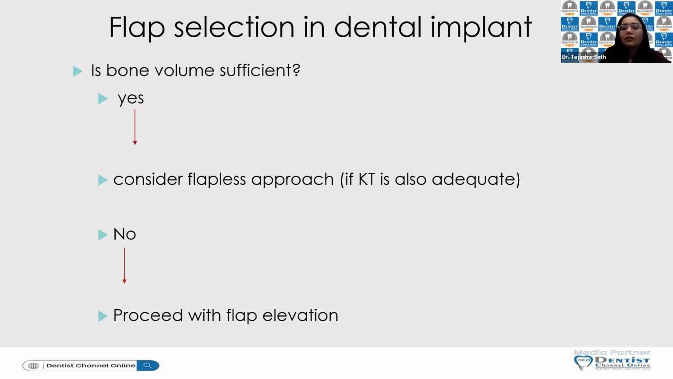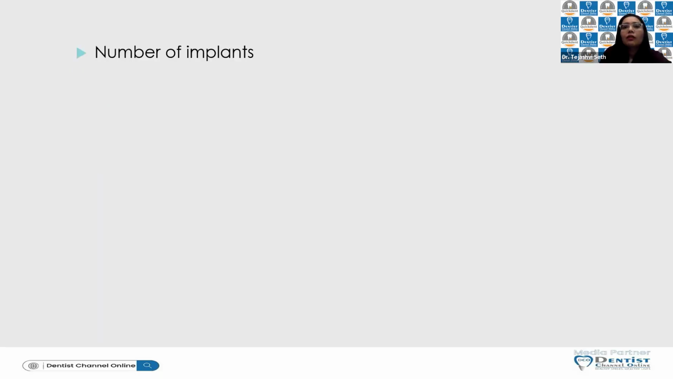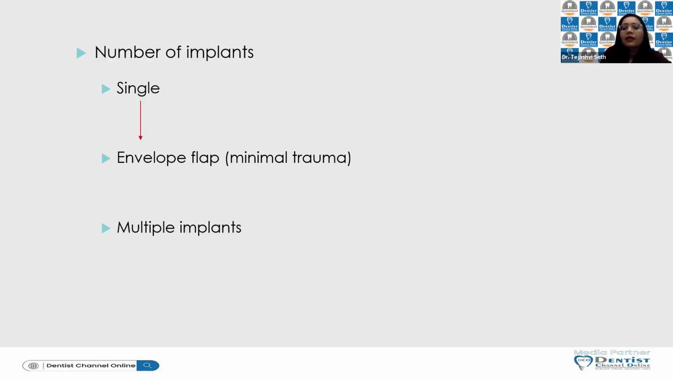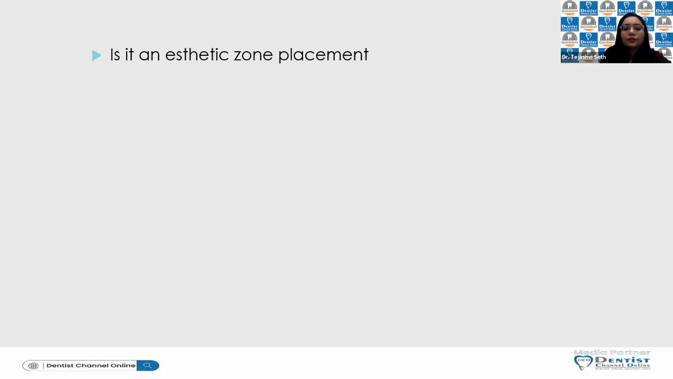If no, then you have to open your flap. There is no other way. Your flapless won't work. Think of the number of implants to be placed, if it is single or if it is multiple. For a single implant, an envelope flap is enough. Minimal trauma. Just a tiny midcrestal and two intrasulcular incisions done. If there are multiple implants, then you have to give releasing incisions. Have your triangular or trapezoidal flap for access.